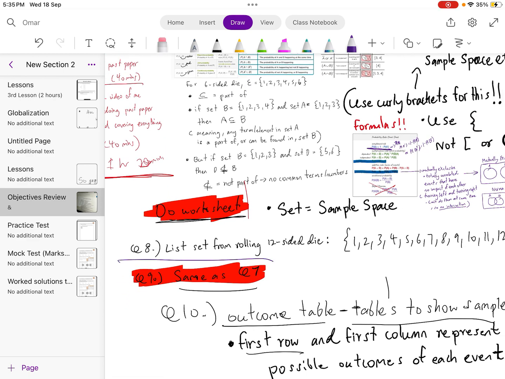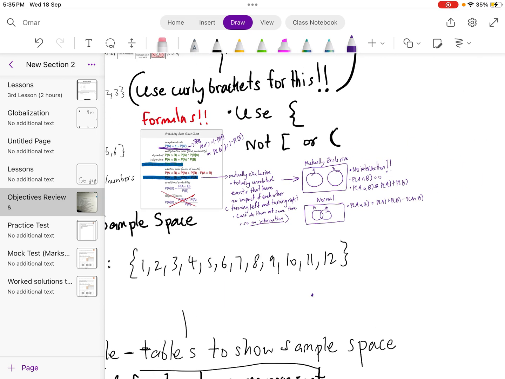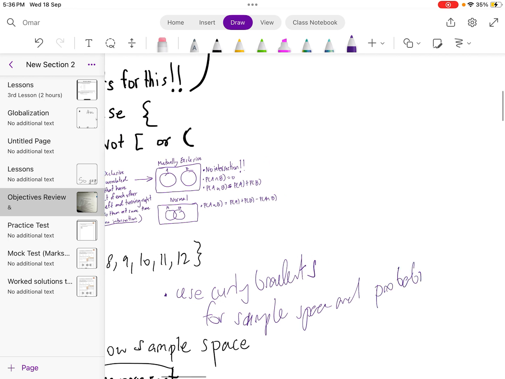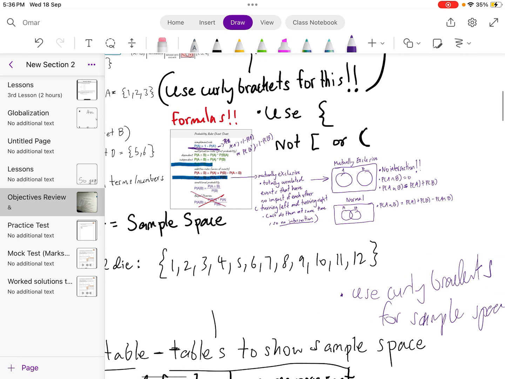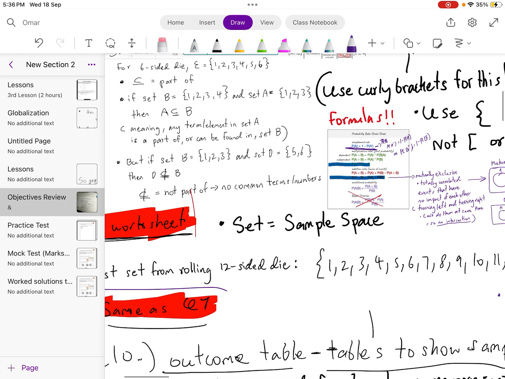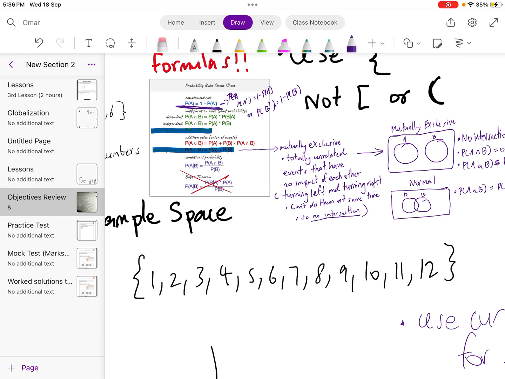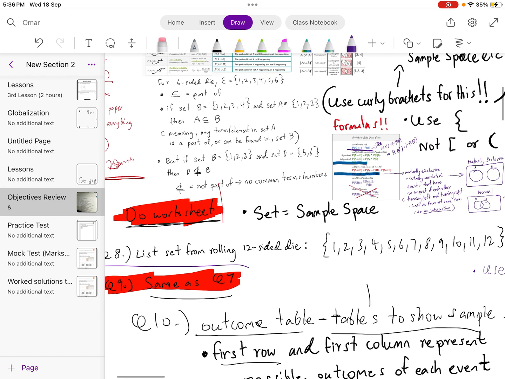Question 8 is about sample space. So just make sure to use curly brackets again. Use curly brackets for sample space. This is curly brackets, not like that. Okay, so here when you roll a 12-sided die, you get the sample space of 1, 2, 3, 4, and so on up to 9, 10, 11, 12, in curly brackets. Okay.